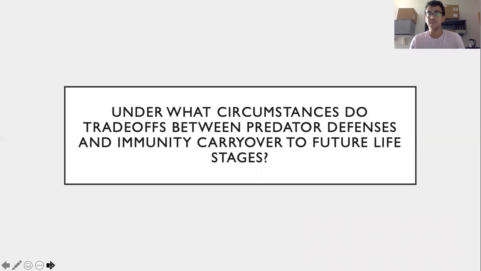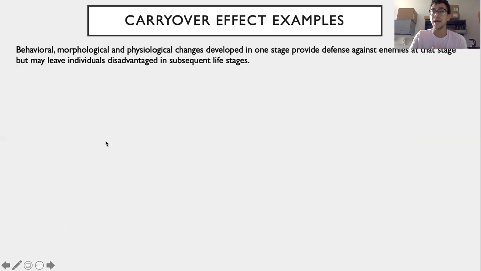So under what circumstances do trade-offs between predator defenses and immunity carry over to future life stages? We'll get into this. A reason why I study this is because it's not well studied in amphibians, but I'll give you a couple of examples with other systems. These carryover effects are what I'm referring to as behavioral, morphological, and physiological changes developed in one stage, providing defense against enemies at that stage, but potentially leaving individuals at a disadvantage in subsequent life stages.